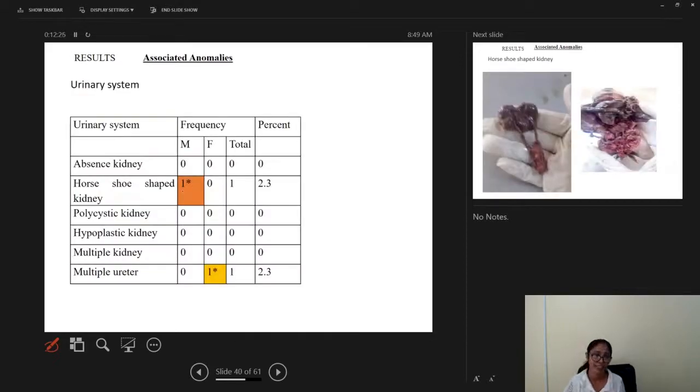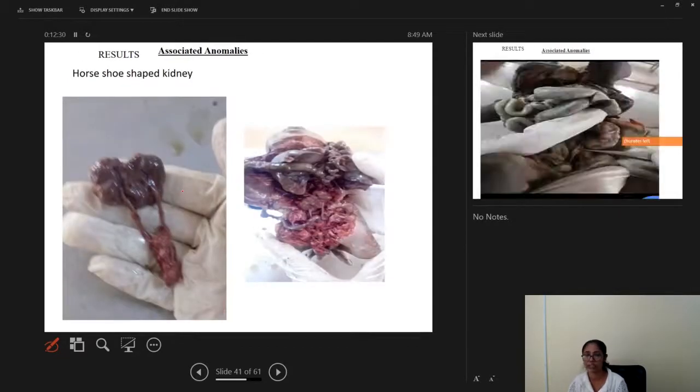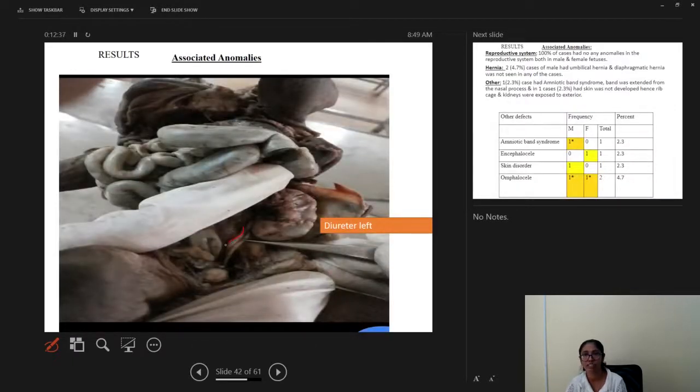The next is the urinary system. In one case, there was a horseshoe-shaped kidney and multiple ureters. So if you see here, this is a horseshoe-shaped kidney, and there were multiple ureters, which you see on the left side. Two ureters were seen on the left side.